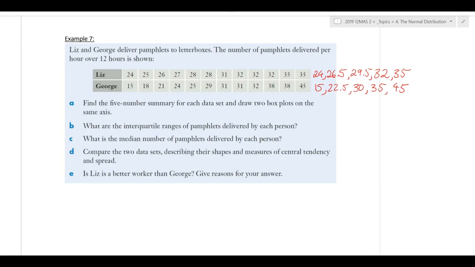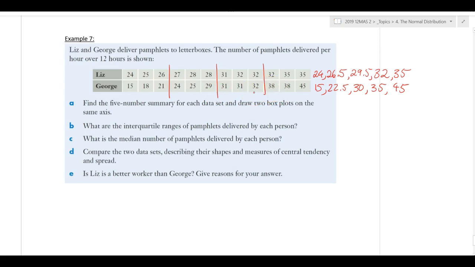I suppose for this particular question, because our data is already organised in ascending order, we could have done it without that. I could go, right, let's split this up into groups like this. And I want the halfway marks. So obviously my minimum here is 24, that's fine. My maximum is 35. Halfway between 26 and 27 is 26 and a half. Halfway between 28 and 31 is 29 and a half. 32 here. Here, halfway between 21 and 24, 22 and a half. 30 is halfway between here, and 35 is halfway between these numbers.